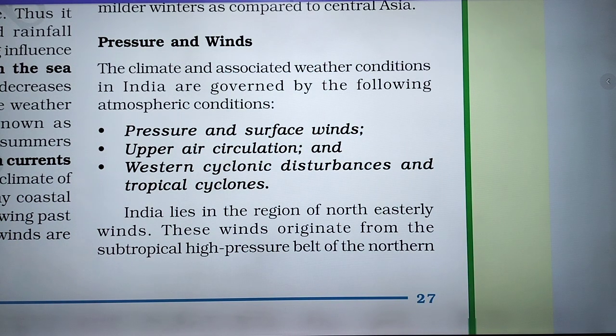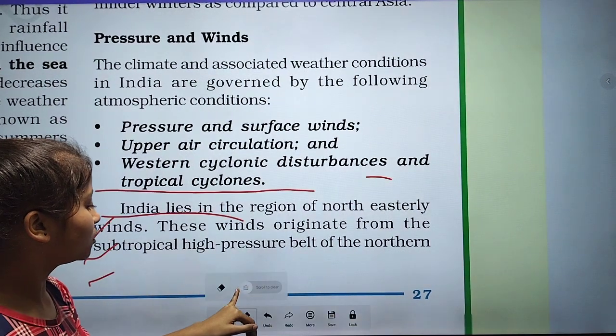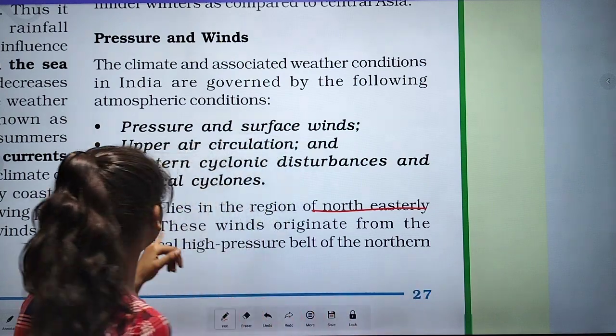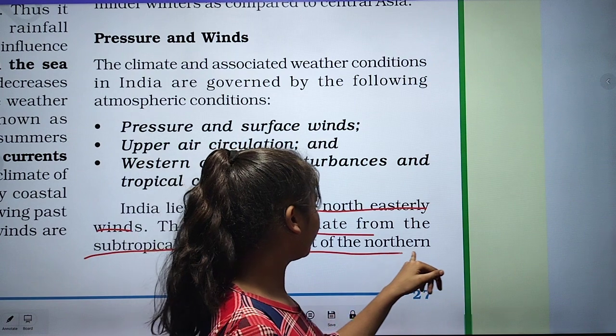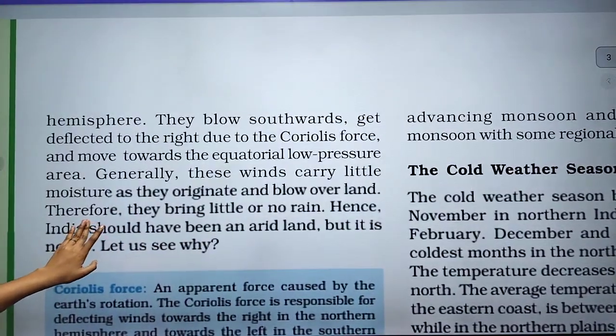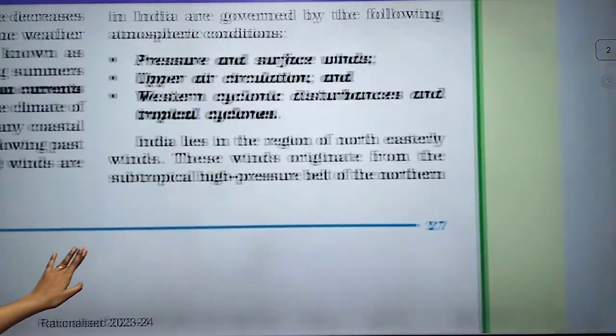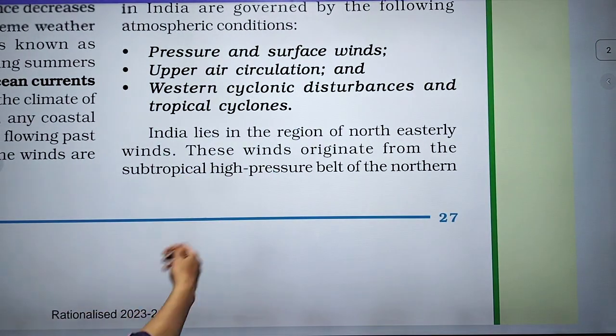Okay, India lies in the region of northeasterly winds. This wind originates from the subtropical high pressure belt of the northern hemisphere. Okay, where does this wind come from? This wind originates from the subtropical, it means above the Tropic of Cancer, in the north, high pressure belt of the northern hemisphere.